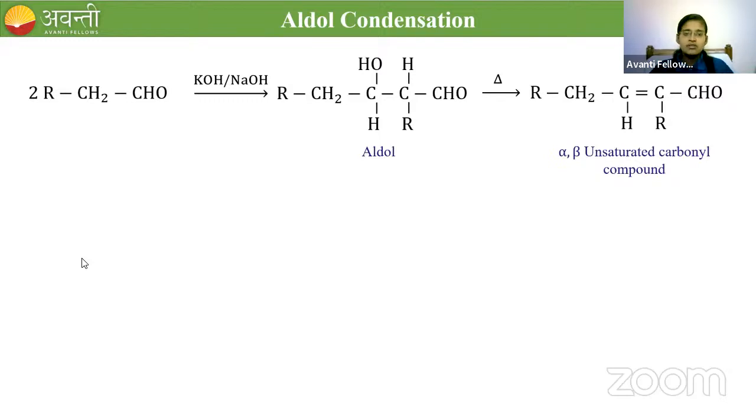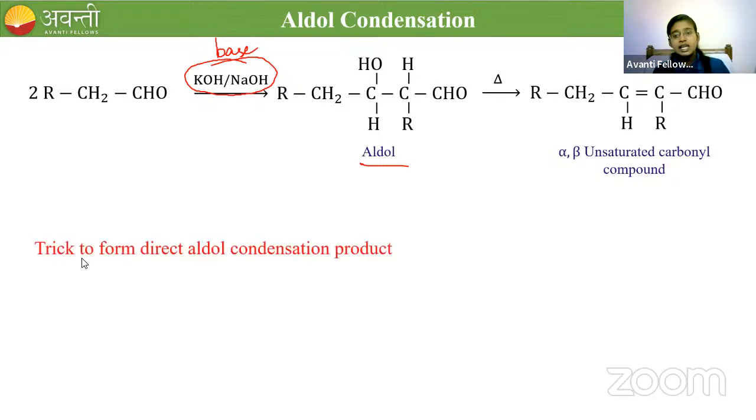Then you have to treat that with sodium hydroxide or potassium hydroxide, any one of these bases. So we will get aldol, and then on heating this aldol, we will get an alpha beta unsaturated carbonyl compound. This is the final product we get from the aldol condensation. But this looks somewhat difficult, right? So I will give you a trick to get the aldol condensation product directly.